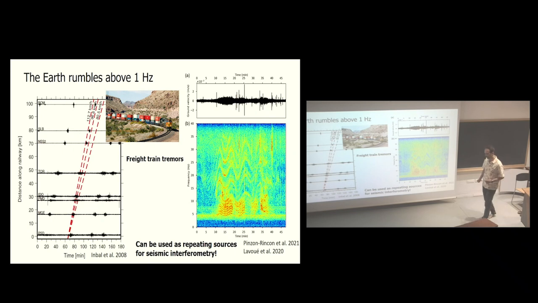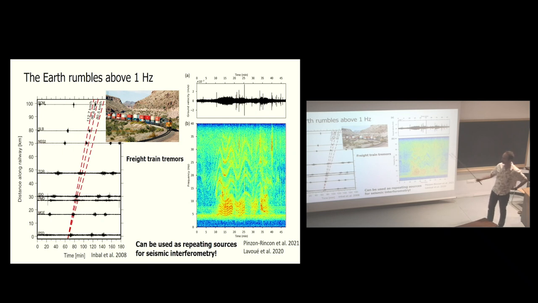Also, interestingly, there are some cases where non-volcanic tremors were thought to be found, especially in Southern California near this San Jacinto fault, but were finally understood, especially by Asaf Inbal, to be associated with freight trains that generate very strong signals that can be recorded up to 100 kilometers from the railway, in this case in Southern California.